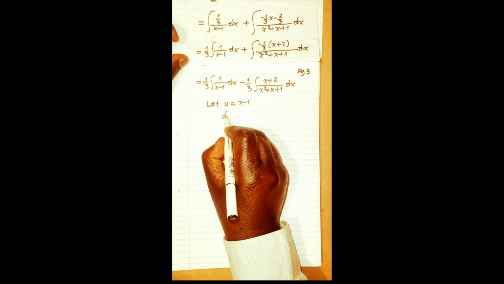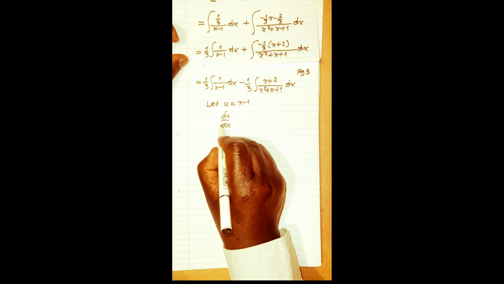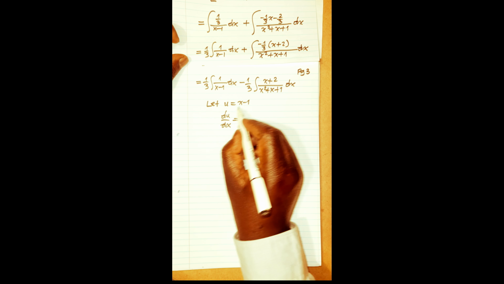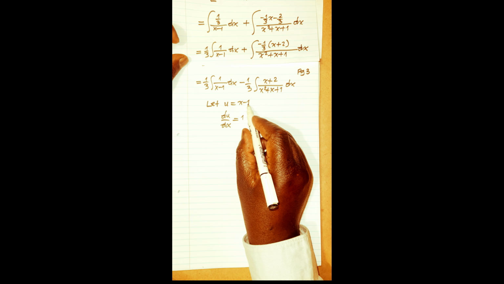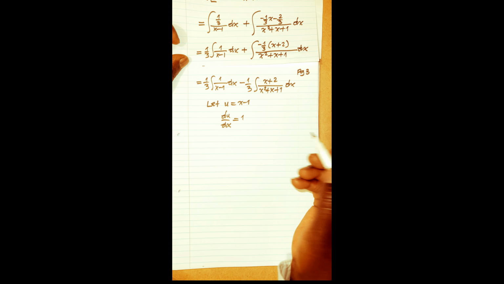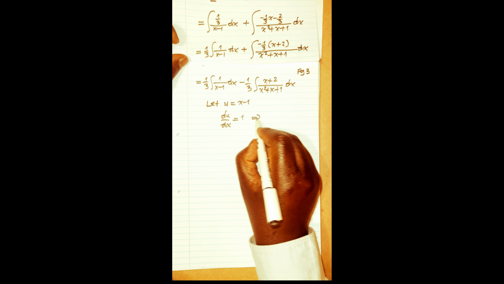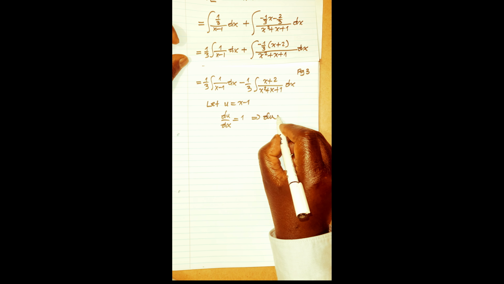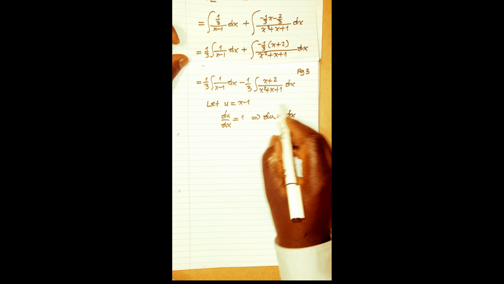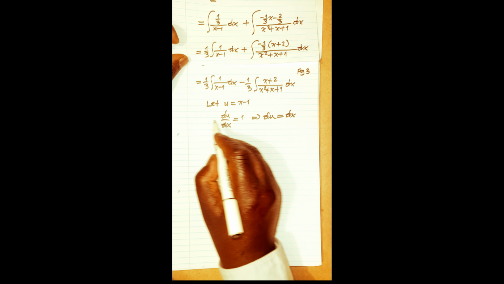Therefore, du dx, you'll agree with me that the answer is just 1. Derivative of x with respect to x is 1. Derivative of minus 1 is 0 because it's a constant. Multiply by dx both sides, you're going to get du is equal to dx. So this integral then changes. That I'll keep it the way it is.